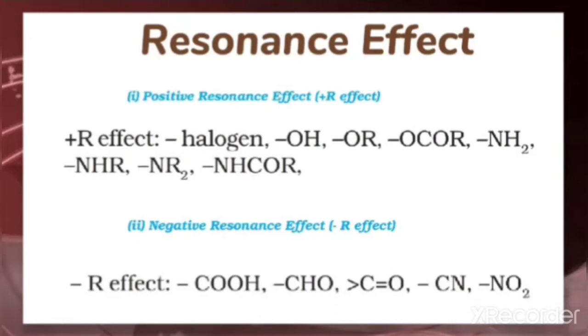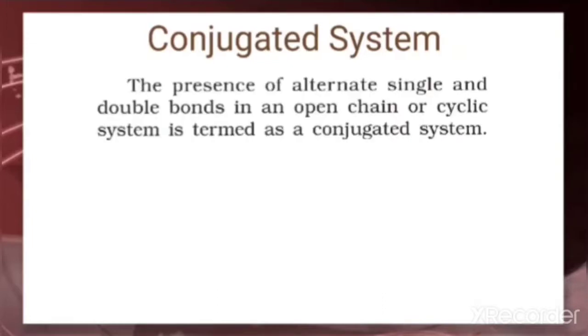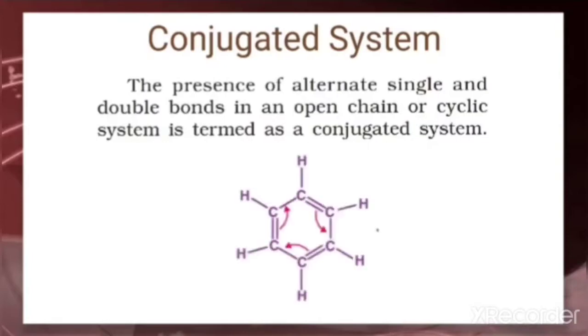So we come up with a new term here, that is, a conjugated system. What is a conjugated system? The presence of alternate single and double bonds in an open chain or in a cyclic system is termed a conjugated system. As in the case of benzene, we can see there are alternate double and single bonds: double, single, double, single. So this alternate single and double bond arrangement, in an open chain or in a cyclic system, is termed a conjugated system.